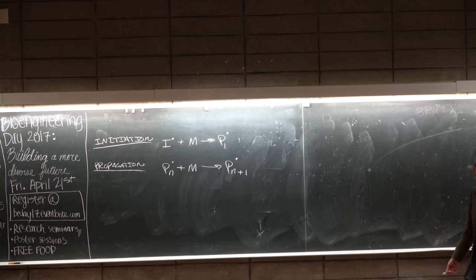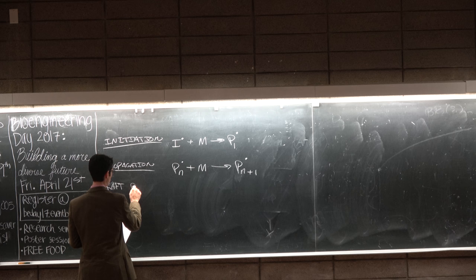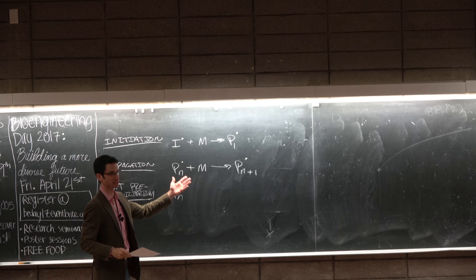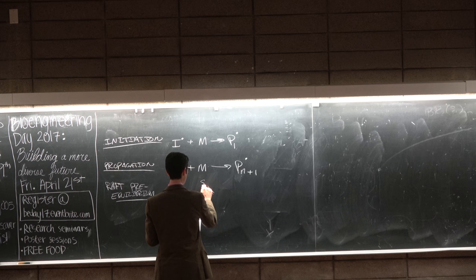What we're going to have is this guy, some Pn dot or Pn plus 1 dot, is going to collide with the RAFT agent. So this is the RAFT pre-equilibrium, where we have Pn dot, which could be Pn or Pn plus 1 or some early chain that was initiated by the initiator fragment. What it is going to do is react with the RAFT agent, which is very good at transferring chains to it.